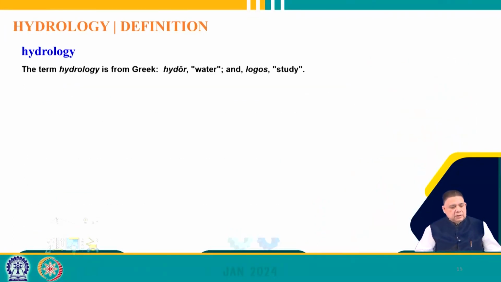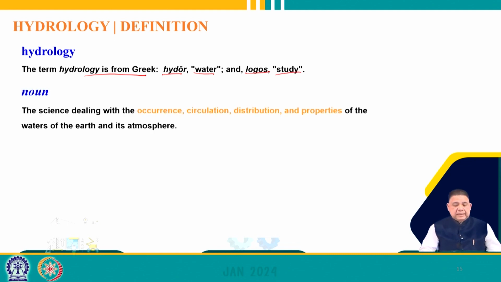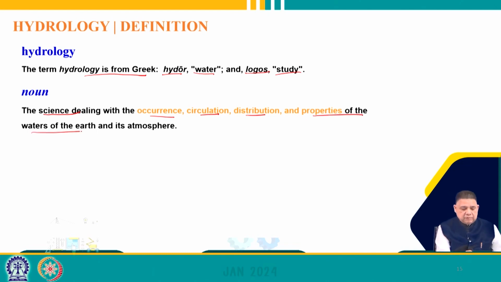Coming to defining hydrology, the term hydrology is from Greek hydor, which means water, and logos, that means study. So, basically hydrology is study of water. As a noun, it is defined as the science dealing with the occurrence, circulation, distribution and properties of the waters of the earth and its atmosphere.